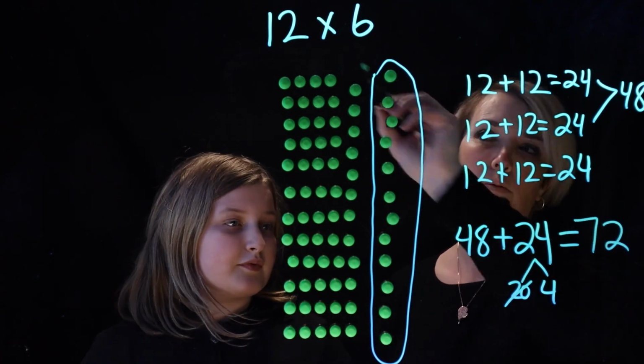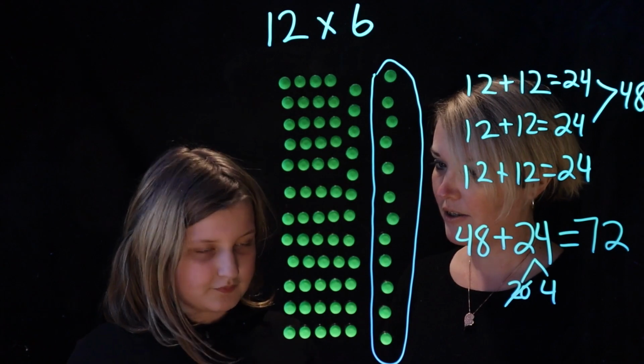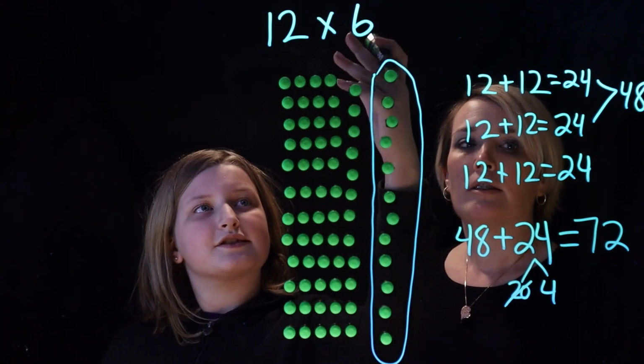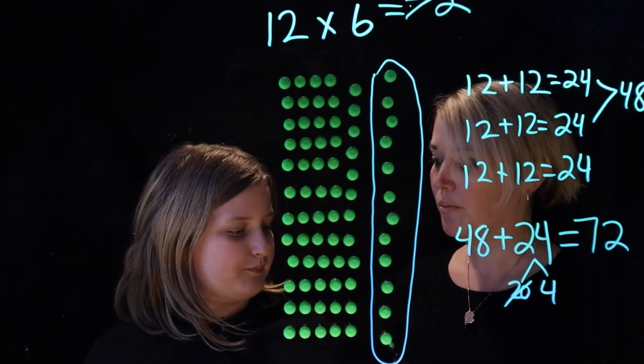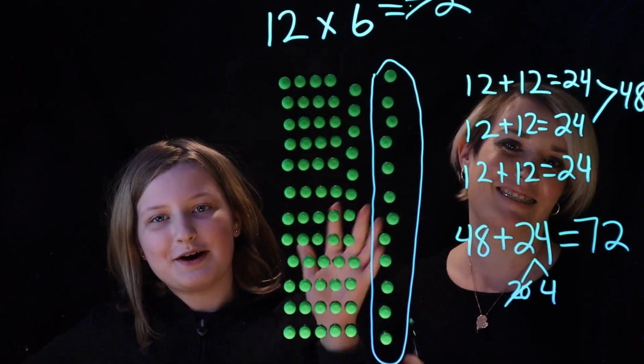All right. So 12 times 6. I'll let you write down the final answer. So that means 12 times 6 equals 72. Great job. Thank you. High five. Bye, everyone.